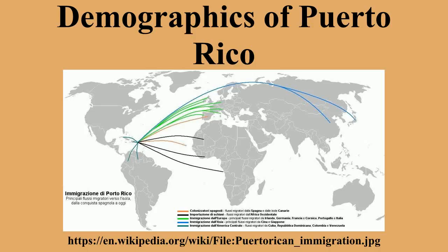CIA World Factbook Demographic Statistics. The following demographic statistics are from the CIA World Factbook, unless otherwise indicated. Population: 3,725,789. Gender: men, 1,785,171. Women, 1,940,618. Age structure: 0 to 17 years, 24.2%; 18 to 24 years, 10.1%; 25 to 34 years, 13.2%; 35 to 49 years, 19.6%; 50 to 64 years, 18.3%; 65 years and over, 14.6%.